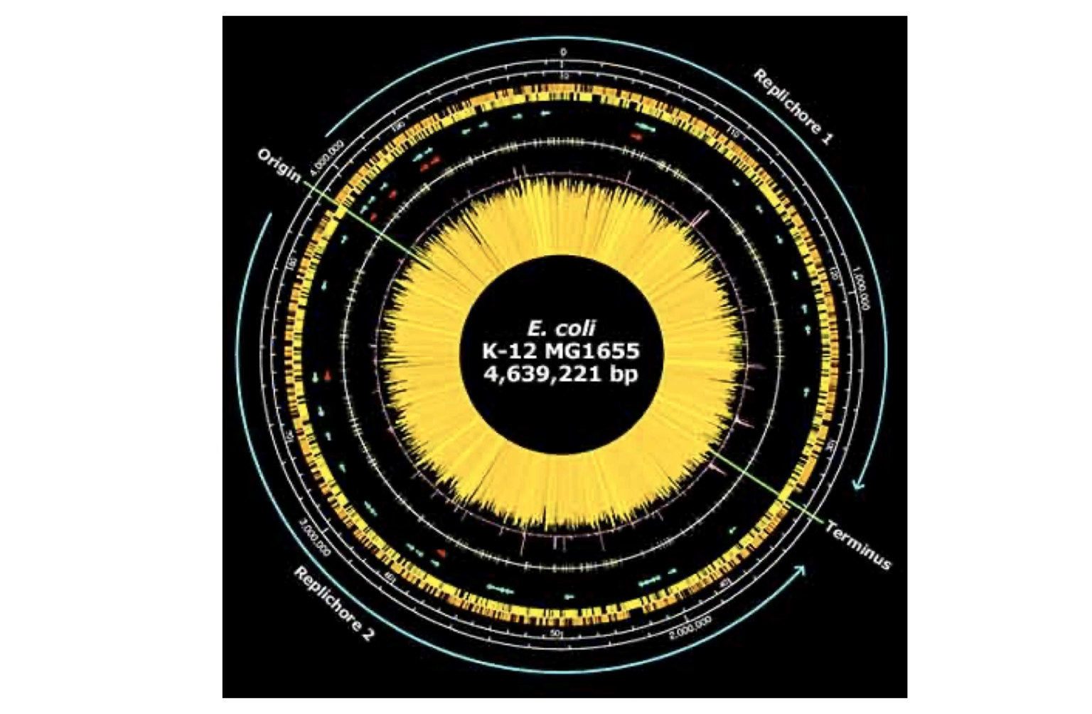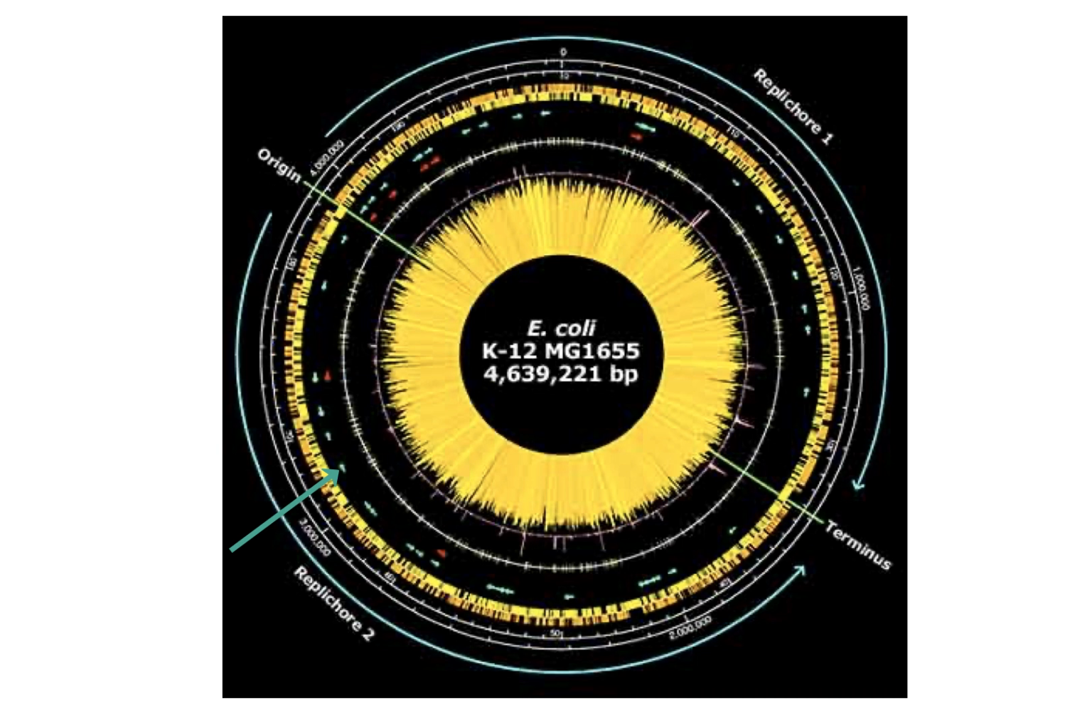So 4,639,221 base pairs in the genome of K12. If you look around this colored circle out here, all of the things in yellow are genes that are on one of the strands of the DNA, and then the ones in orange are on the opposite strand of the DNA. So the genes are fairly well packed on that genome.